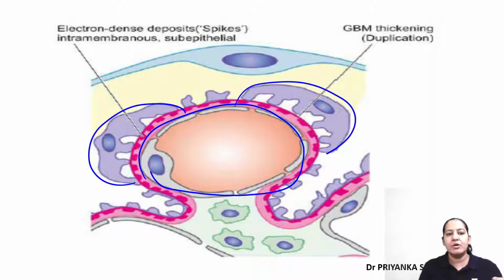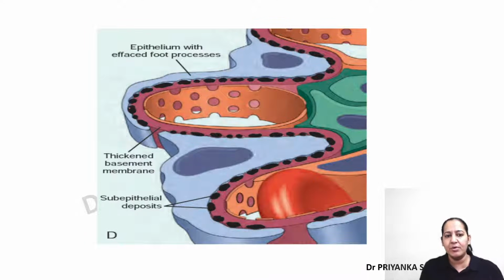Can you appreciate? Now see the pink color deposits. Can you see? These are the deposits. So these are subepithelial and they are spike in shape. More or less they are spike in shape, right? Here also you can appreciate the spikes. Here also you can appreciate they are spikes in shape and they are subepithelial.